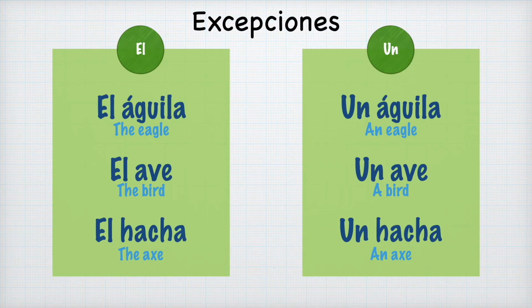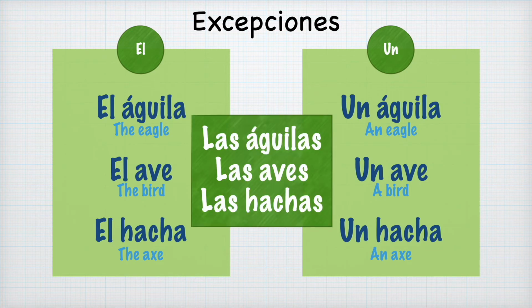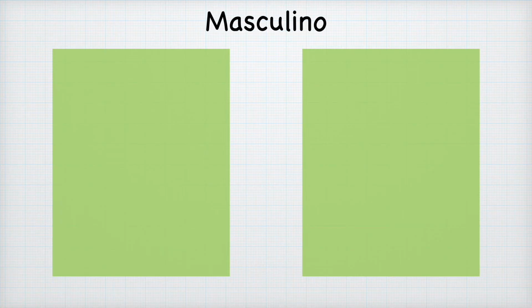Of course, if you say la águila, people will understand you. As I mentioned before, in plural, we will have to use las águilas, las aves, las hachas. If you want to learn more about the stress and accent signs in Spanish words, check out my Spanish accent marks video. Let's talk about the indefinite articles.